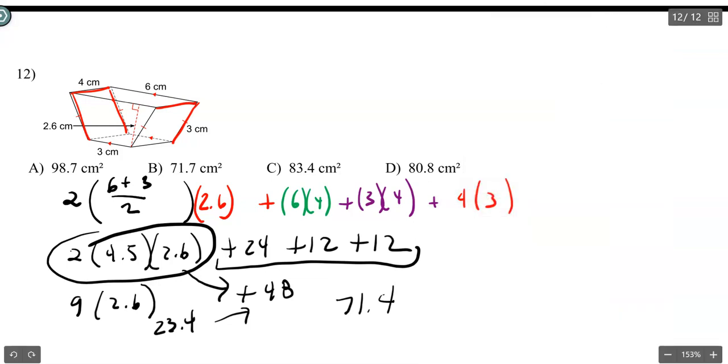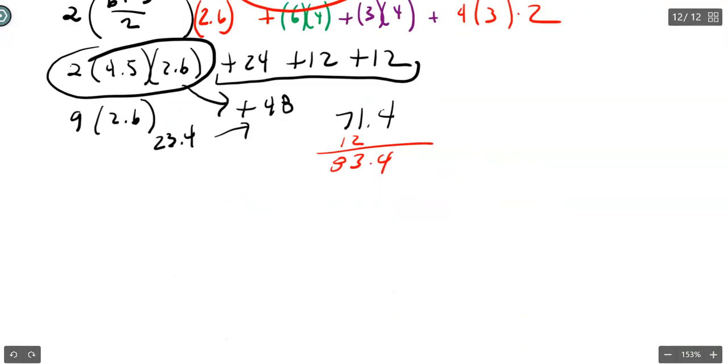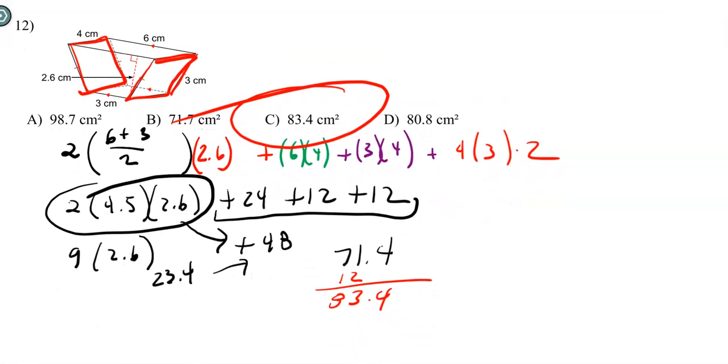When I did the very last one, I had 2 of these 4 by 3s. I didn't do 2 of them. So that adds another 12 to our total. Now we're cooking. So it wasn't my math, it was my setup. Correct answer is C. All right, man, we are done. Hopefully this helped you out. See you.